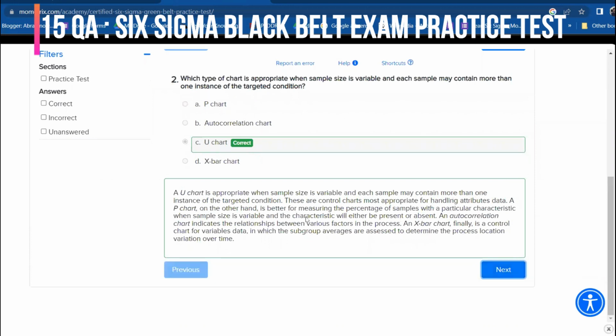Let's go to the next one. U chart is appropriate when the sample size is variable, but I still, as I said, the X bar R chart, when you talk about the variable, this also has that. Fantastic.